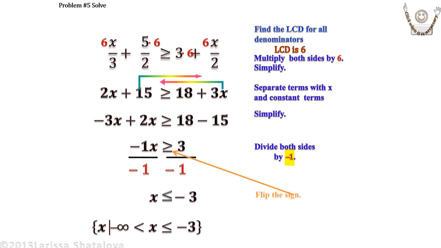This time I decided to use set builder notation. So all solutions for this inequality are between negative infinity and negative 3, because x is greater than negative infinity and less or equal to negative 3.